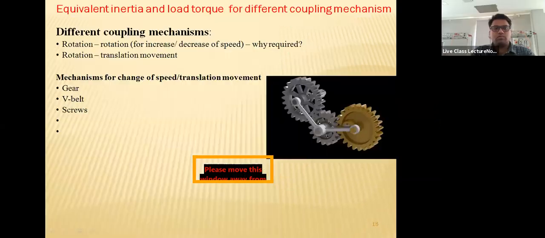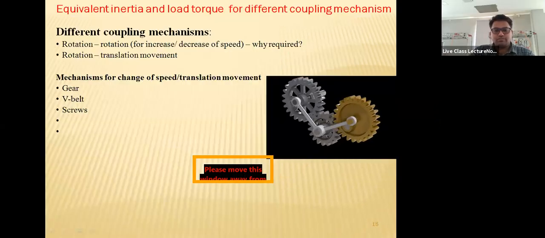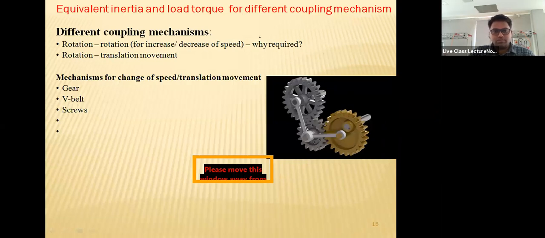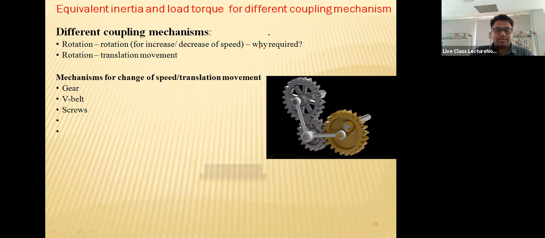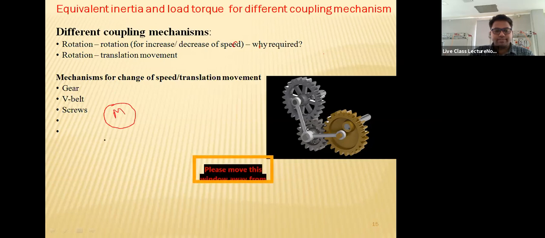Okay, so equivalent inertia and load torque of different coupling mechanisms. We'll be going into depth on this in the next class. For today only, we will discuss the different types of mechanisms for interfacing the load and the motor. So earlier one question was asked: say a motor is running at 350 RPM only, but there is a fan and the fan needs to rotate at 3000 RPM.